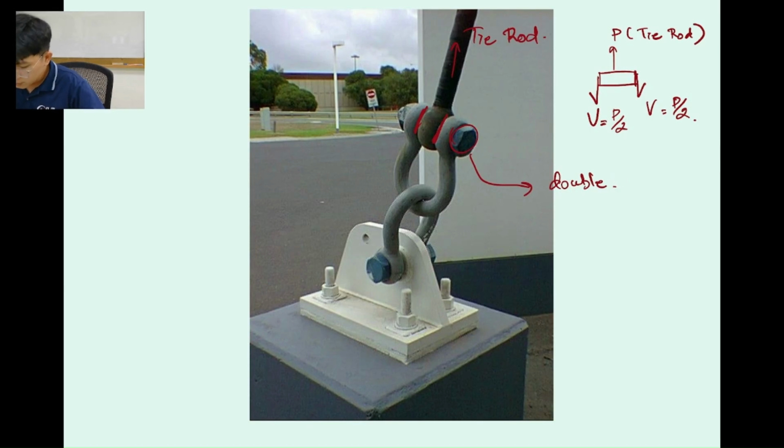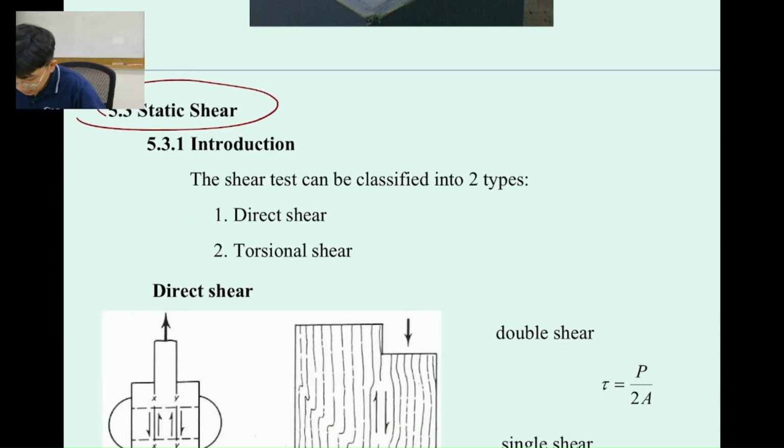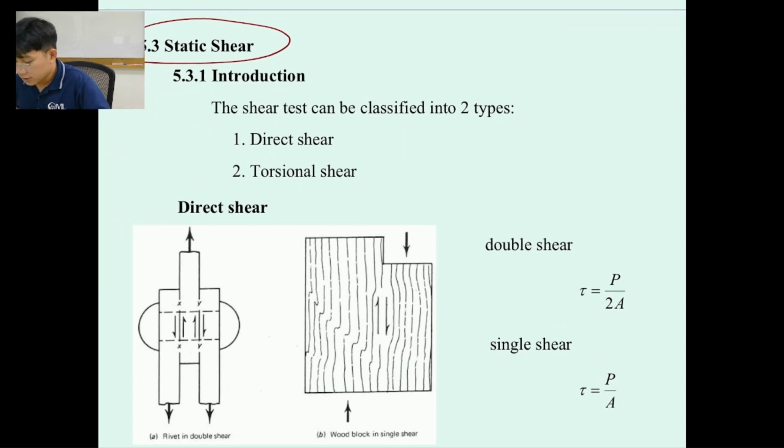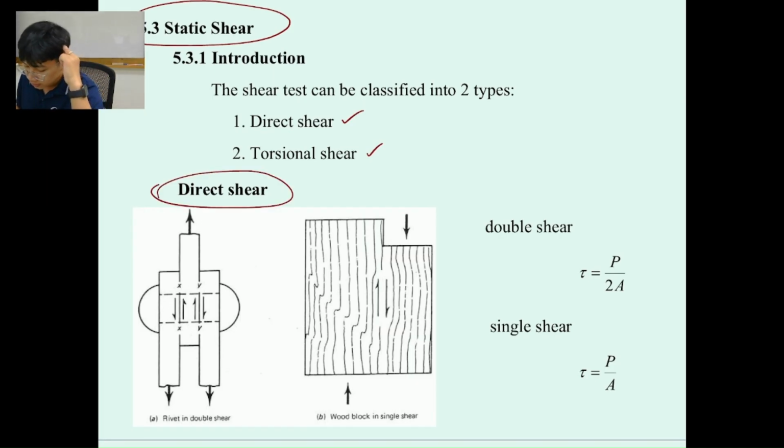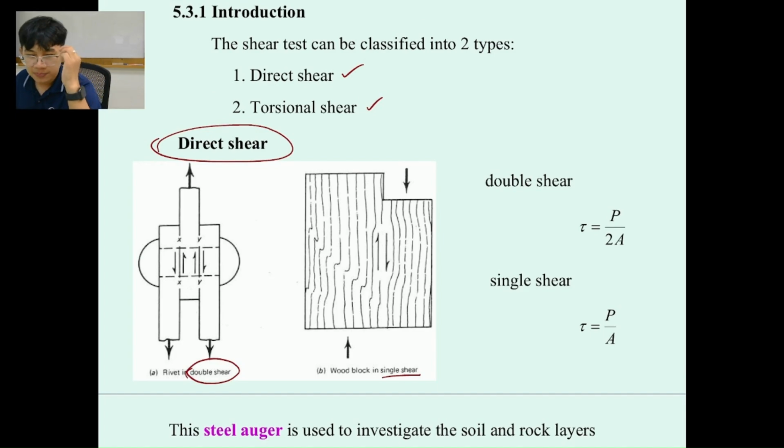Okay, if we use single shear, it's not really that economical for the practice. So this one is double shear. If we look at the static shears, you can see that we divide things into two types. One is direct shear, the second one is torsional shear. The direct shear, we divide into double shear and single shear. The difference is just the internal force that reacts to the action force.